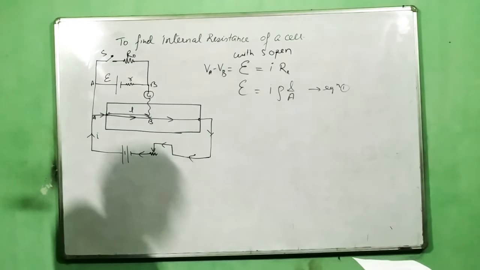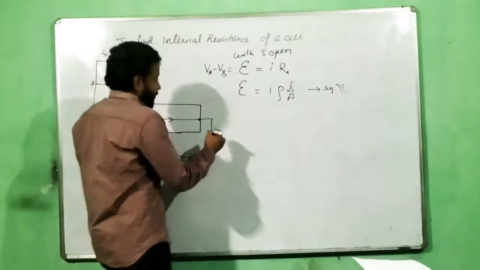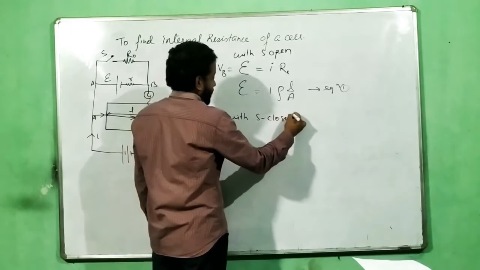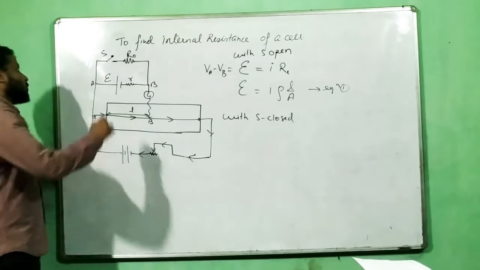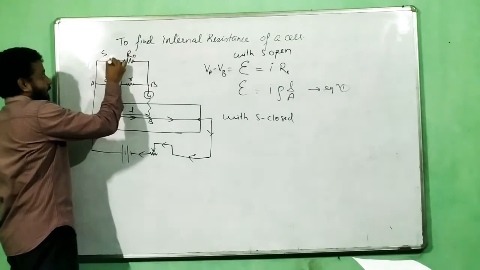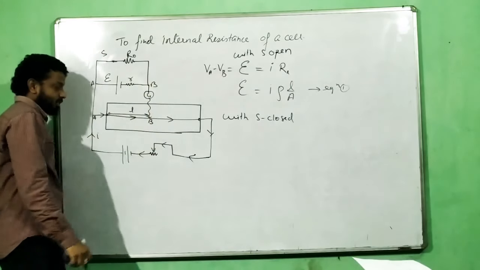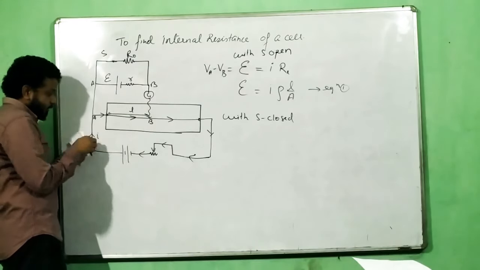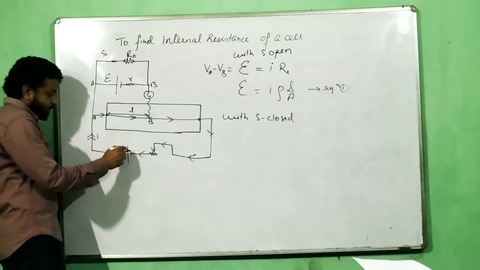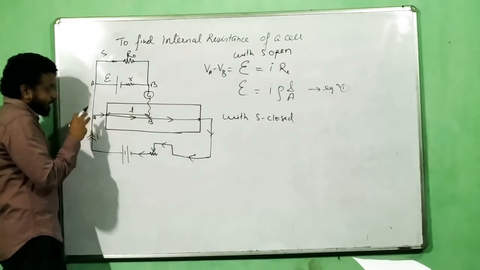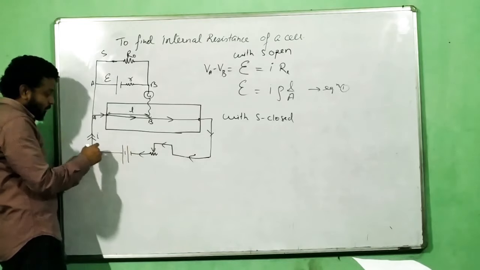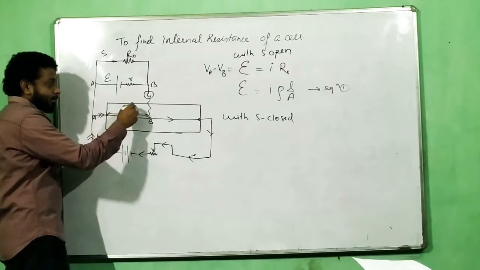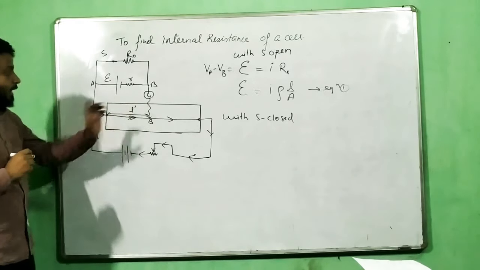Now let us close the switch. The moment you close this switch and you have obtained a balanced condition, let us say the balanced length is L dash. So in the balanced condition, the current which was flowing in the primary will continue to flow in the primary. I am telling this again at the balanced condition.